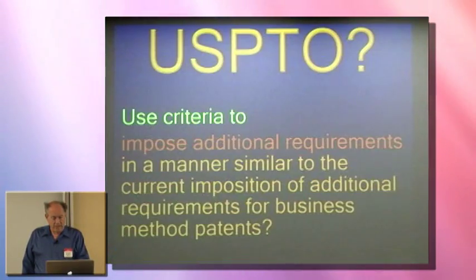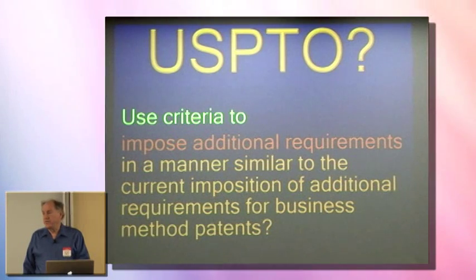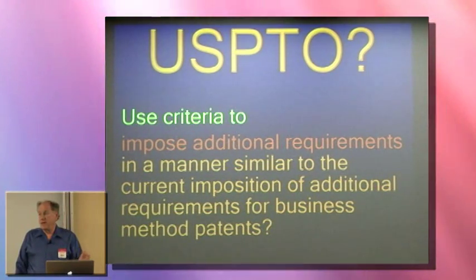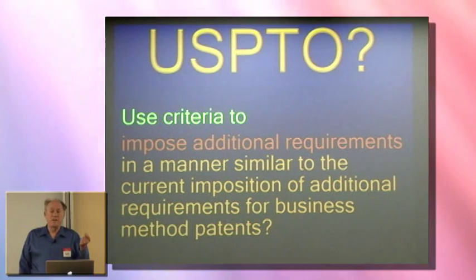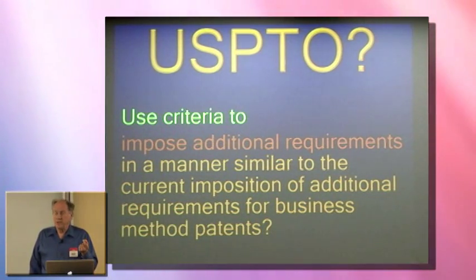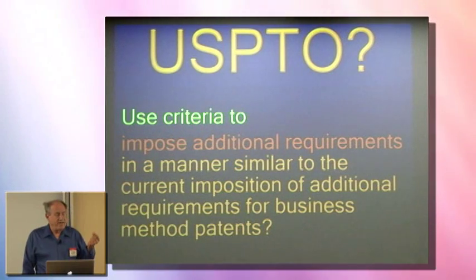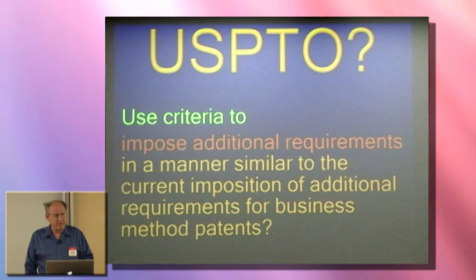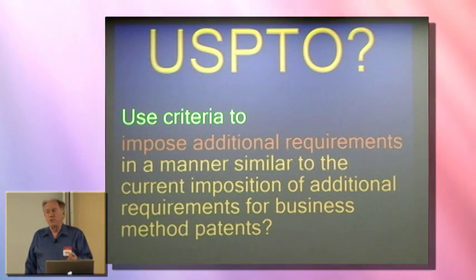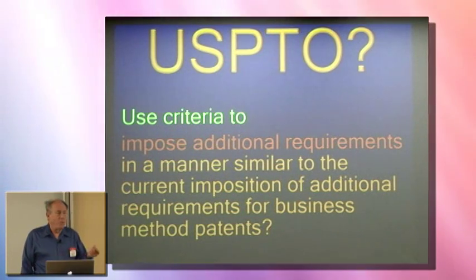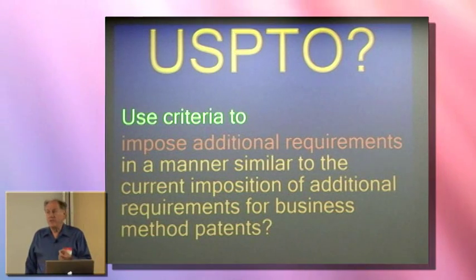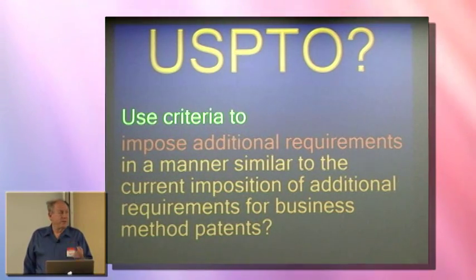So, how can we use this? The patent office could use this, if they adopt this criterion of demarcation, in a way that's similar to the way they do business method patents. They impose additional requirements on business method patents. So if they had a way to distinguish software patents, they could also treat software patents differently.